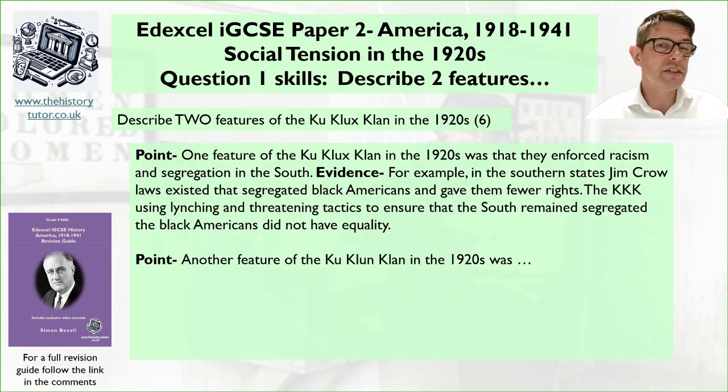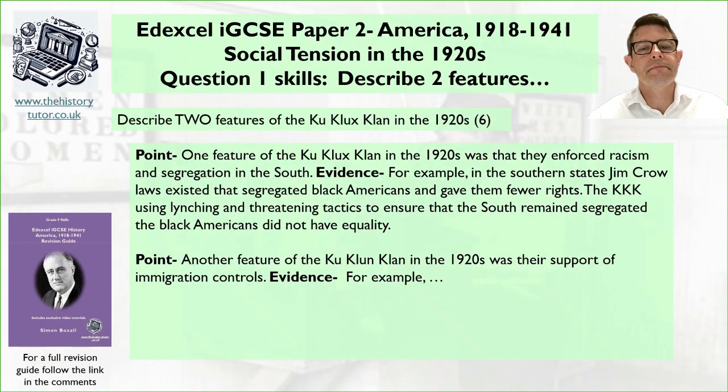Let's look at a second idea now. Our second idea is about immigration controls. So let's set up our point now and give our evidence. So another feature of the Ku Klux Klan in the 1920s was, what do you think you'd say for that? How are you going to open up that paragraph? Pause me now and give your opening sentence. So I've said another feature of the Ku Klux Klan in the 1920s was their support for immigration controls. Nice and simple. Set up your idea nicely.